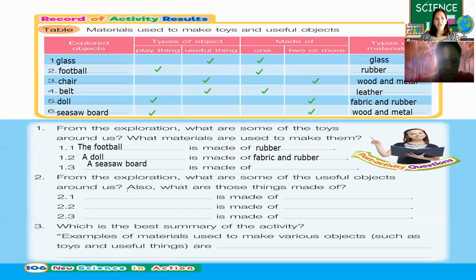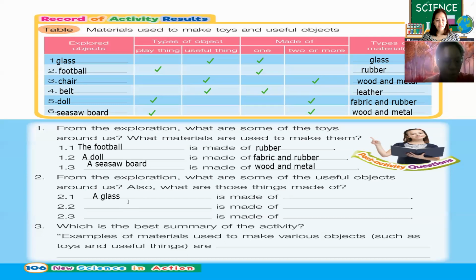We move on to the next part. From the exploration, what are some of the useful objects around us? Also, what are those things made of? Number 1, we have a glass. A glass is made of glass.